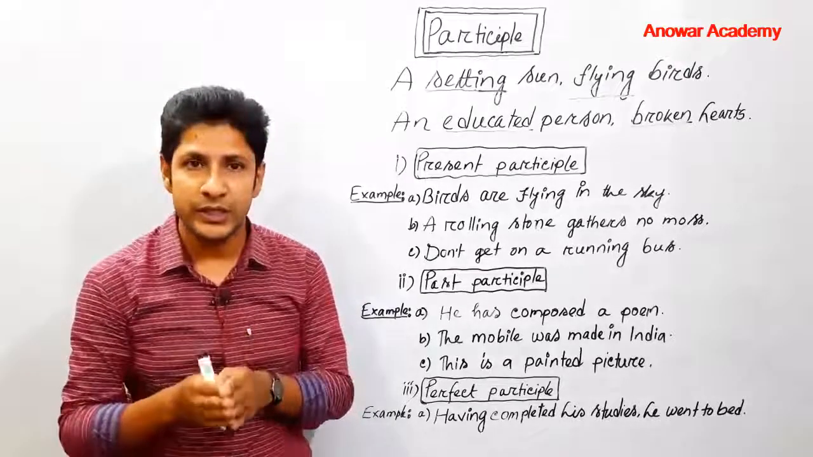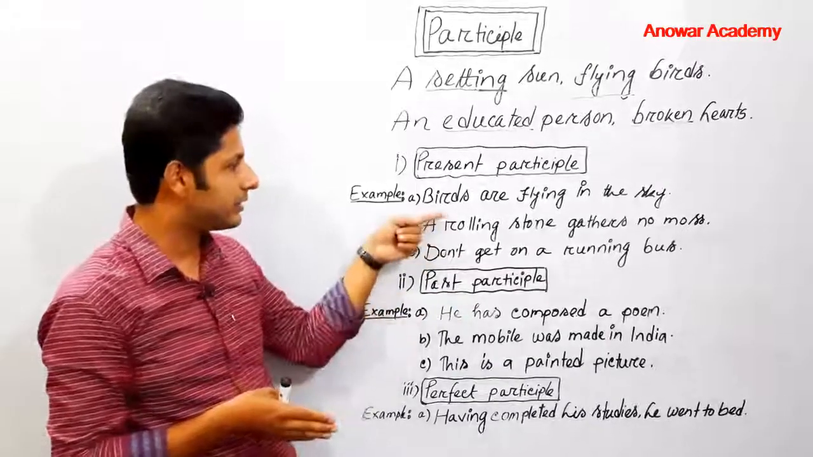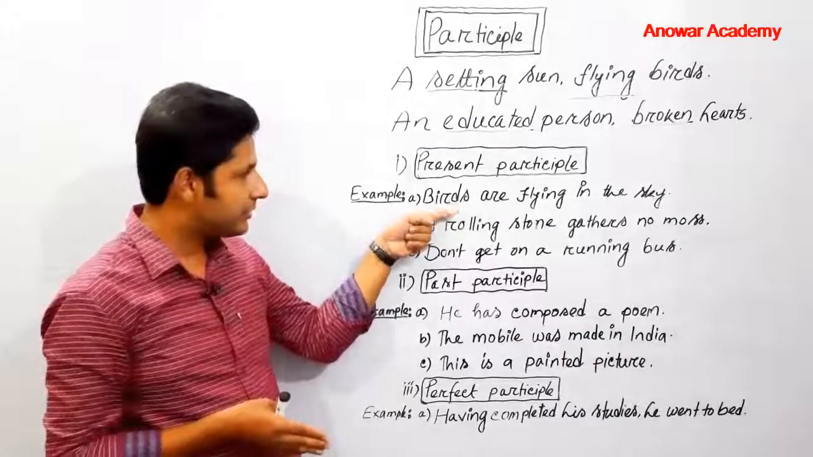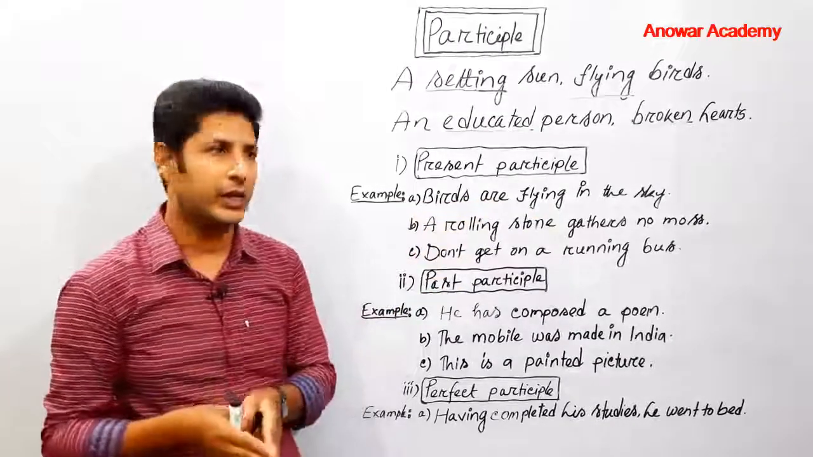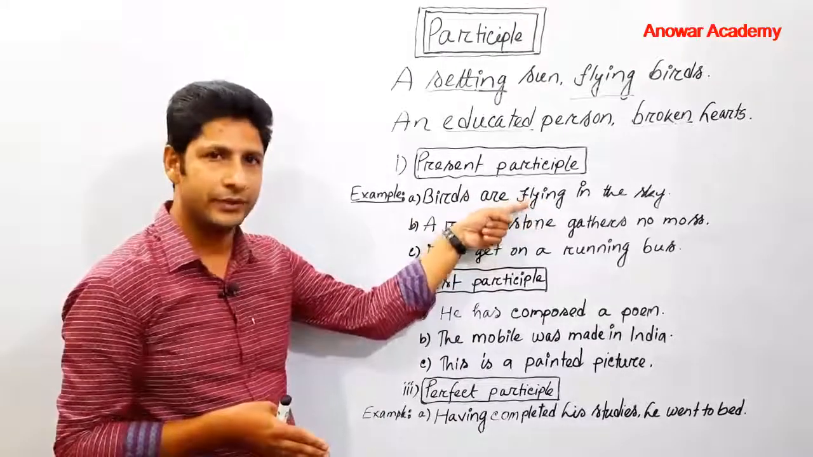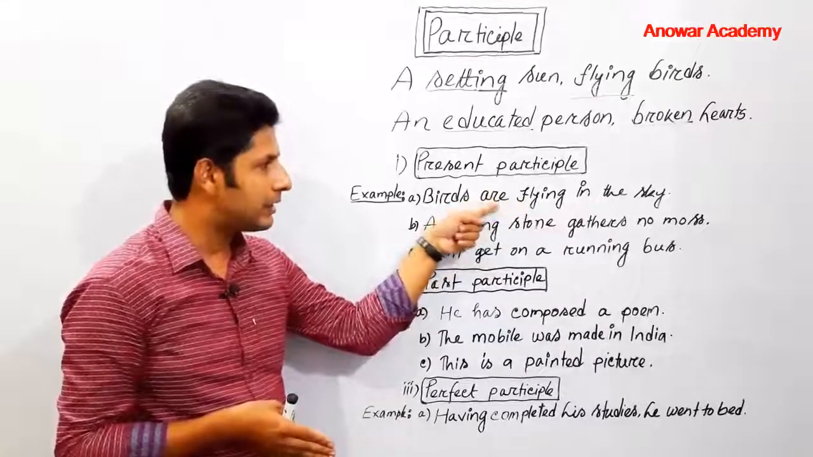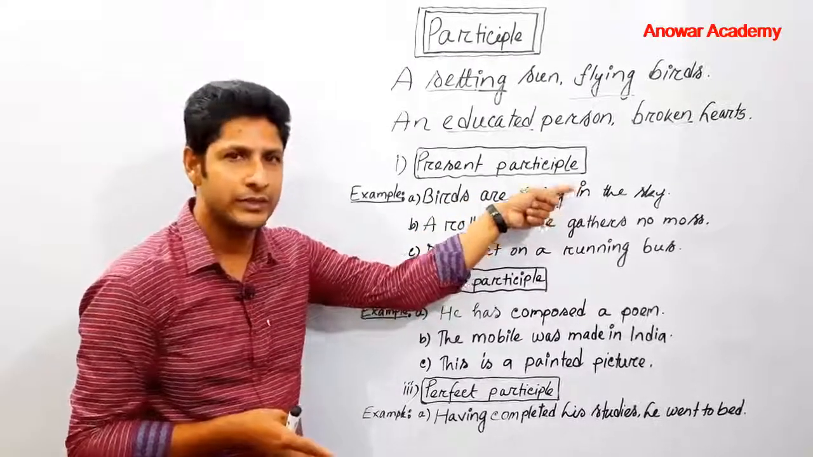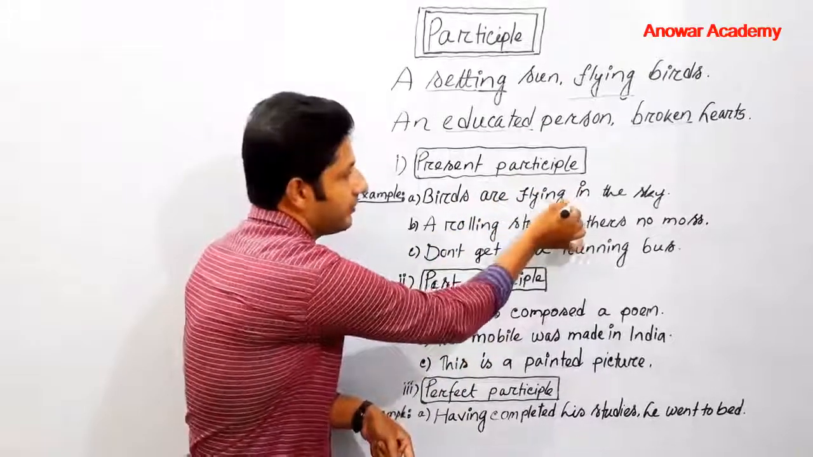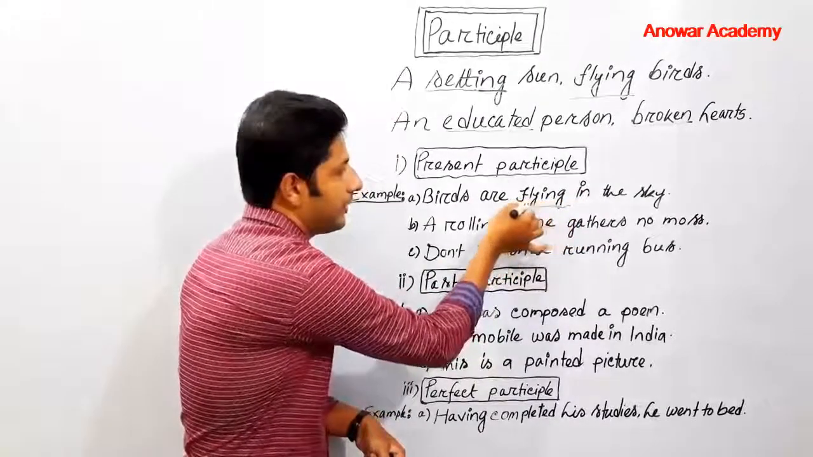Let's now see some examples of present participle. Here you can see in the first example, birds are flying in the sky. Here, ing is added to the verb fly and it helps the helping verb are to make this sentence a present continuous tense. That's why flying is called present participle.